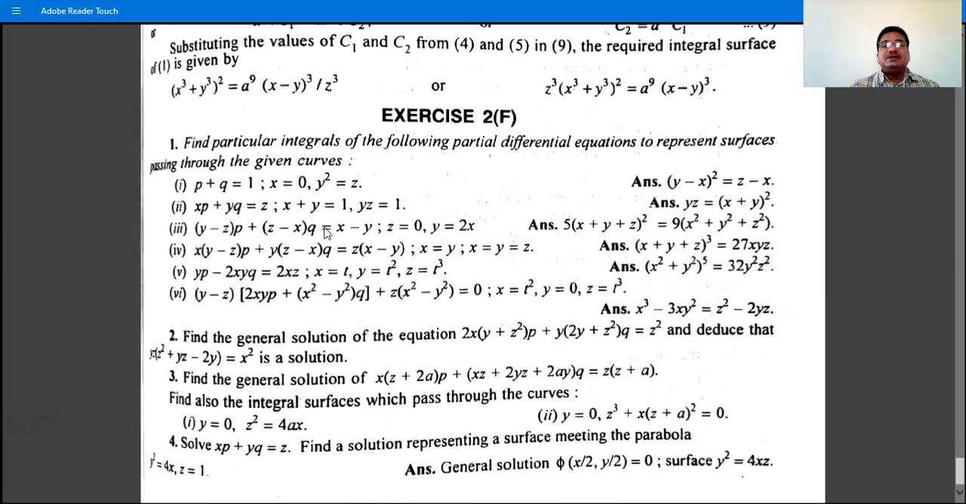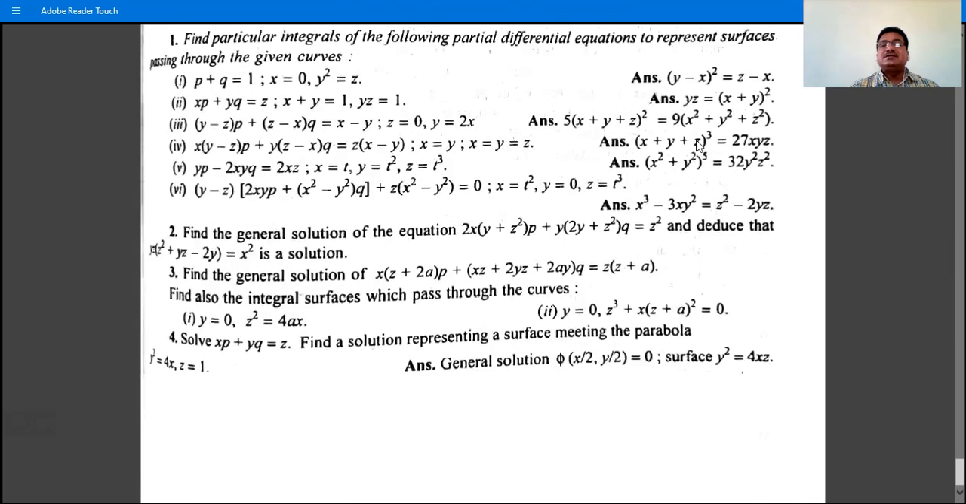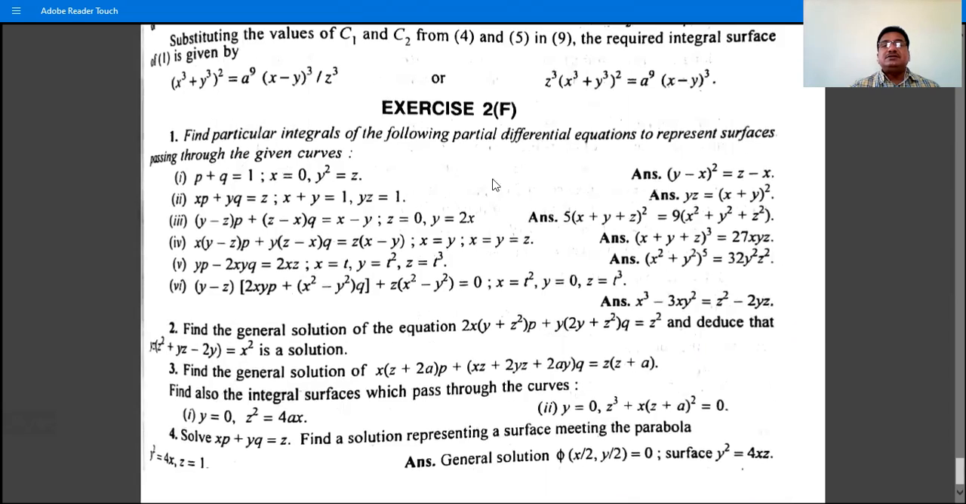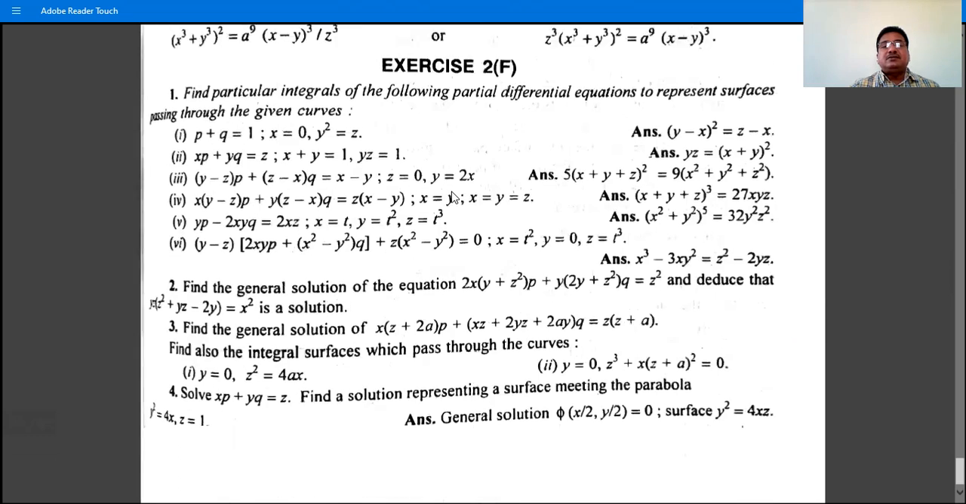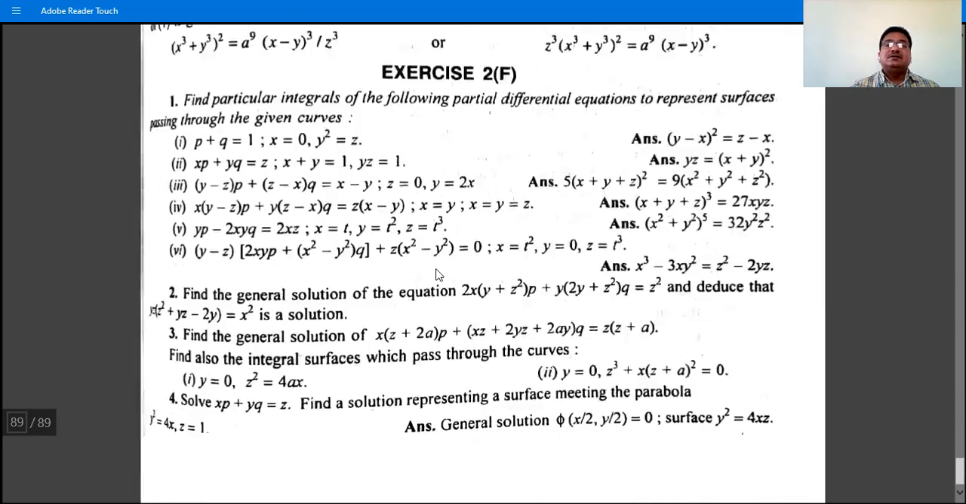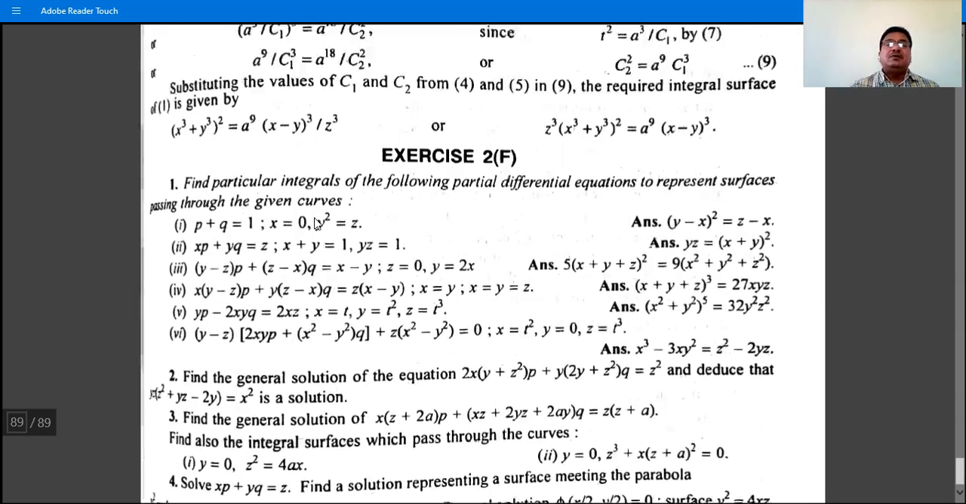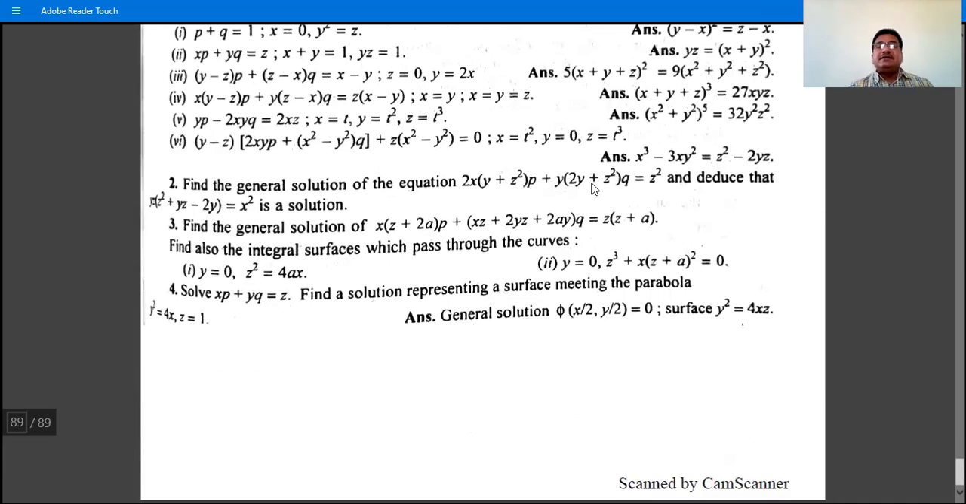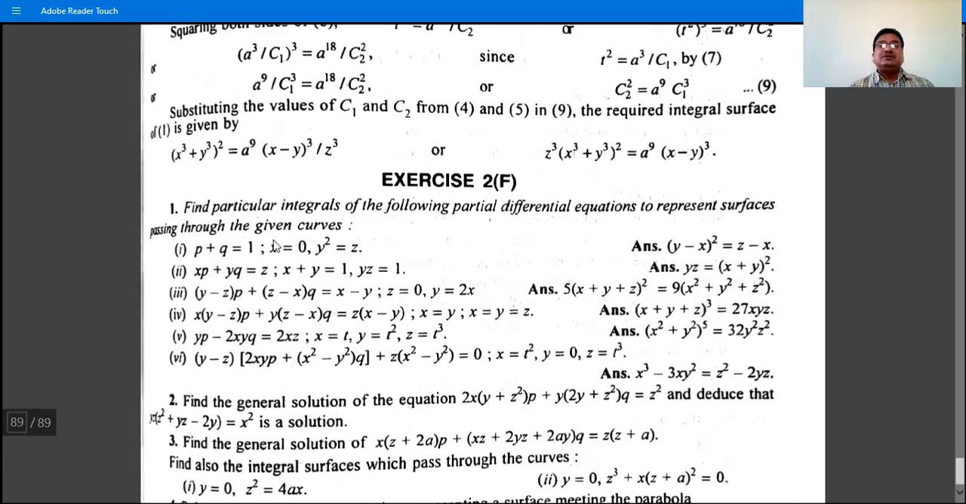and solve all these exercise problems. Answers are given. These problems are not from our referred textbook. These problems are all for practice. So solve all these problems, find the integral surface passing through the given curve.